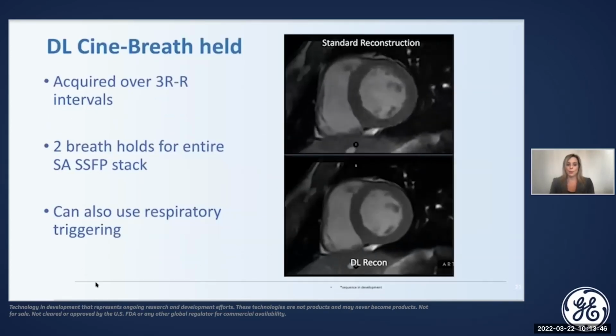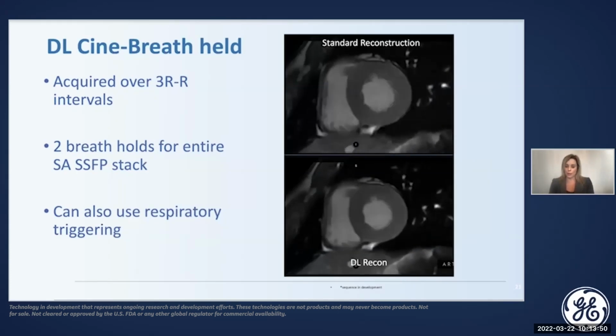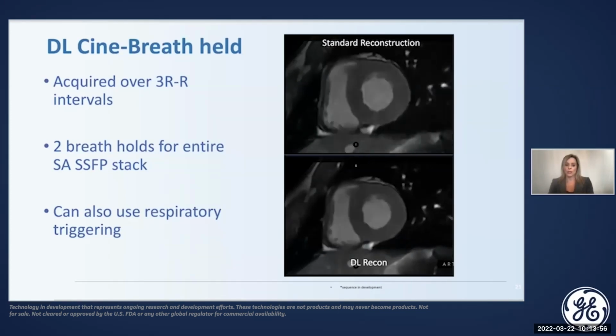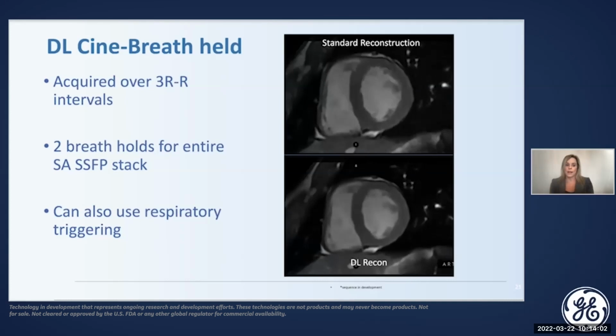This is an example of DL SINE. On the top image is standard reconstruction. In the bottom image is our DL Recon, utilizing DL image reconstruction. These images were acquired over 3 R to R intervals, and this entire short axis stack was acquired in 2 breath holds. We could have used respiratory triggering in this case, but we did not. But I think you can appreciate really nice image quality.